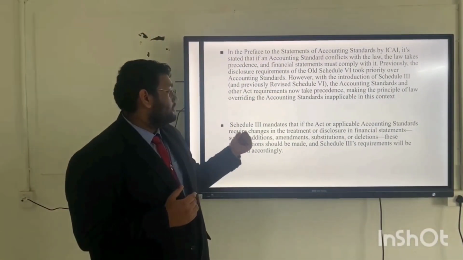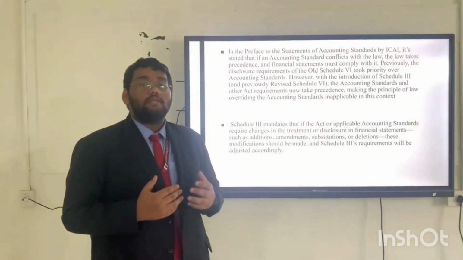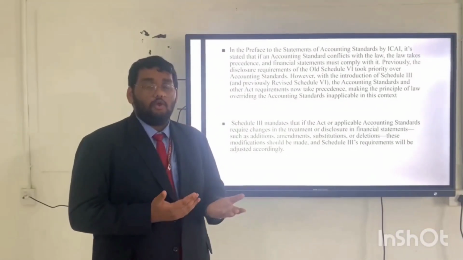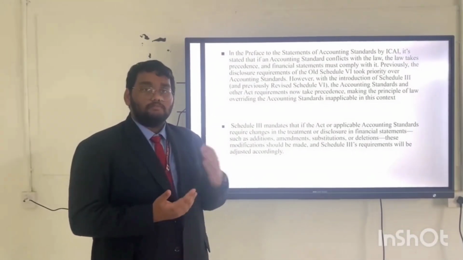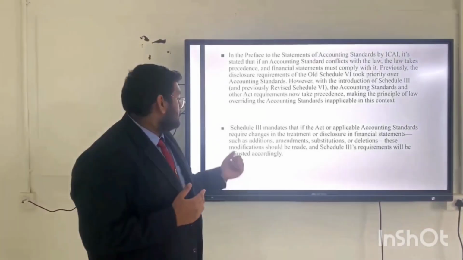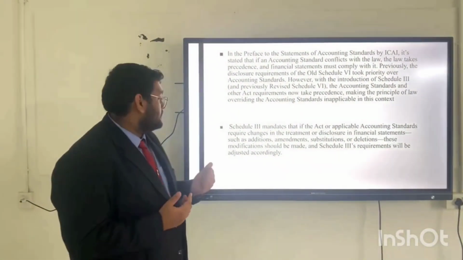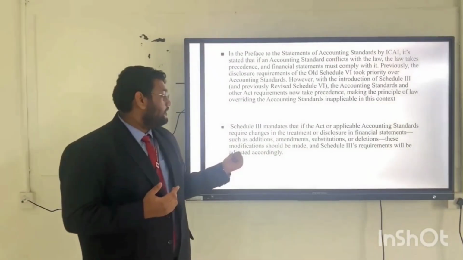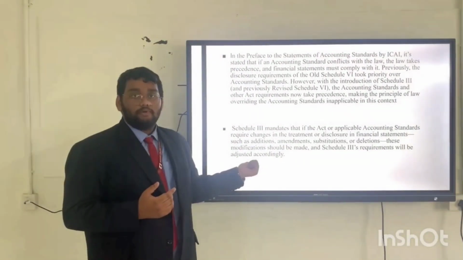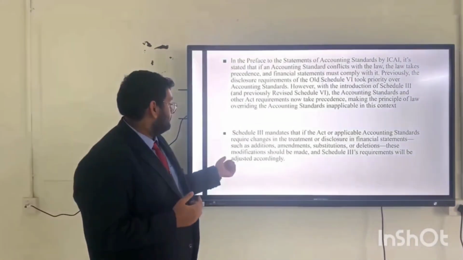The second instruction is that Schedule 3 mandates that if an act or accounting standard requires a change in the treatment or disclosure of financial statements, meaning that if an act or the law or accounting standards require some changes in the disclosure, such changes such as addition, amendment, substitution, or deletions, these changes need to be done. It could be done by notifying the schedules.